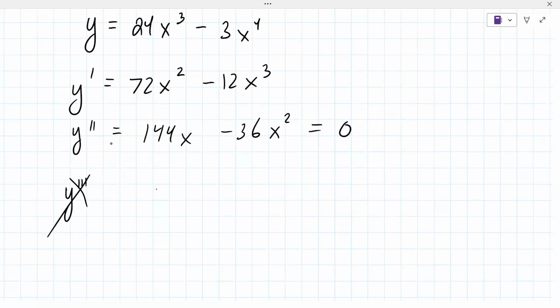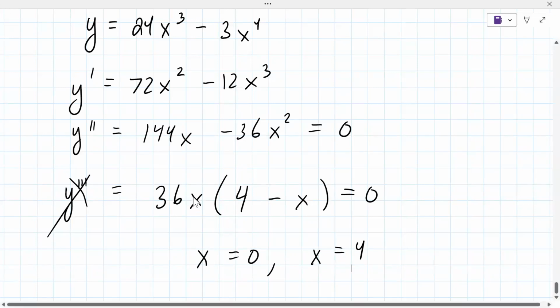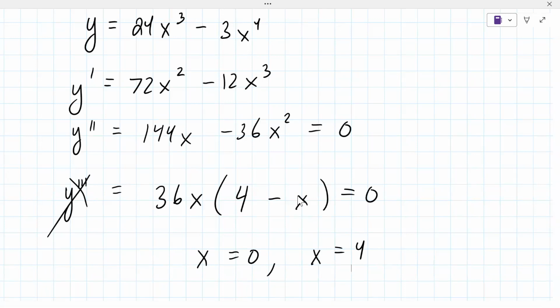So you set this equal to 0, factor out the 36x, 4 minus x equals 0, and set these 2 factors equal to 0. So x equals 0 and x equals 4. 36x, x equals 0; 4 minus x equals 0, x equals 4, like that. Type in an ordered pair, 0, 4. Oh, isn't it an ordered pair? Okay, good.